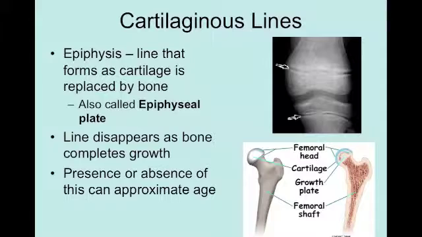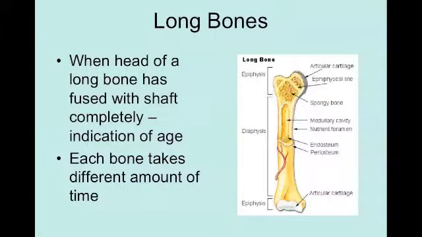We can also use what are called epiphyses. And these are lines that form as cartilage is replaced by bone. And you see this at the end of a lot of bones, especially like your leg bones, your arm bones. You can see that in the picture there. Eventually, those two separate pieces will fuse together. The growth plate on the end will fuse to the long part of the bone. And we can use that, just like the sutures, to figure out how old an individual is.